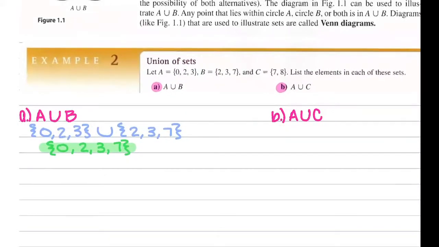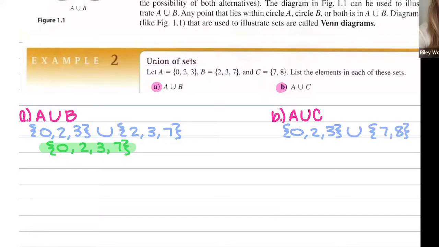For B, we have a union between A and C. So what are the terms in A? A is the set of 0, 2, and 3. C, what are the numbers in that set? 7 and 8.